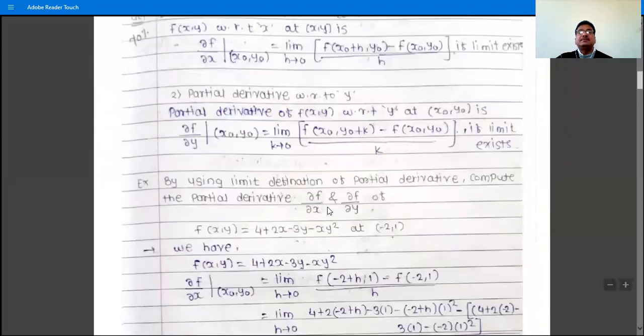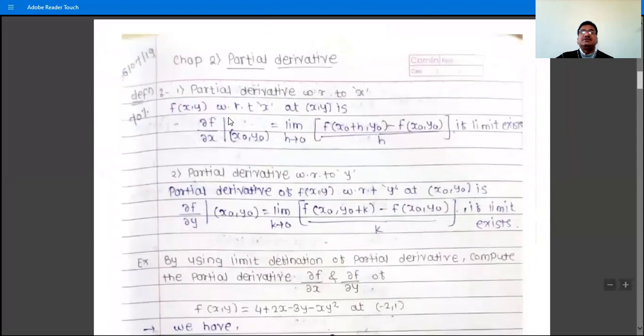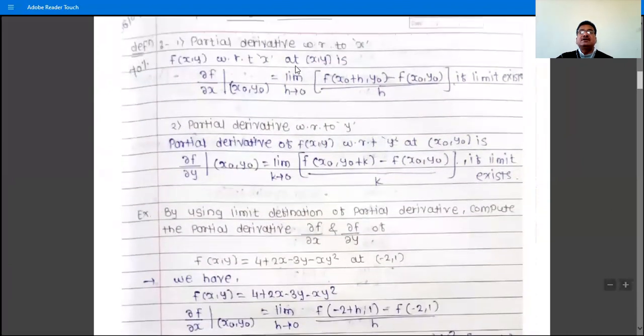Second chapter of this paper, partial derivative. So what is the partial derivative of the function with respect to x? f(x,y) is the function. Its partial derivative is denoted by this notation: ∂f/∂x at (x₀, y₀), or write ∂f/∂x in brackets with (x₀, y₀) at the bottom right, or write fₓ.